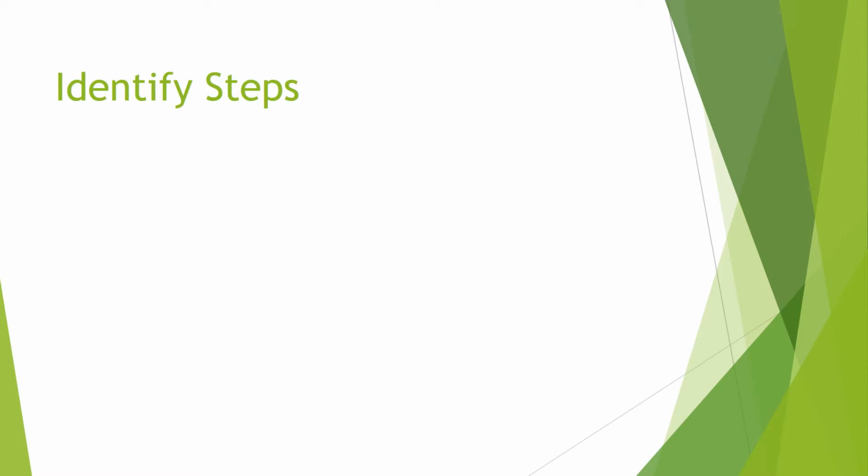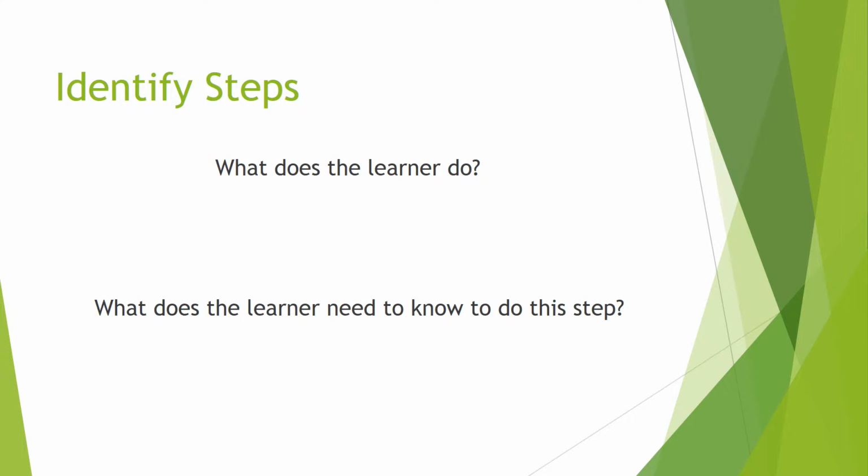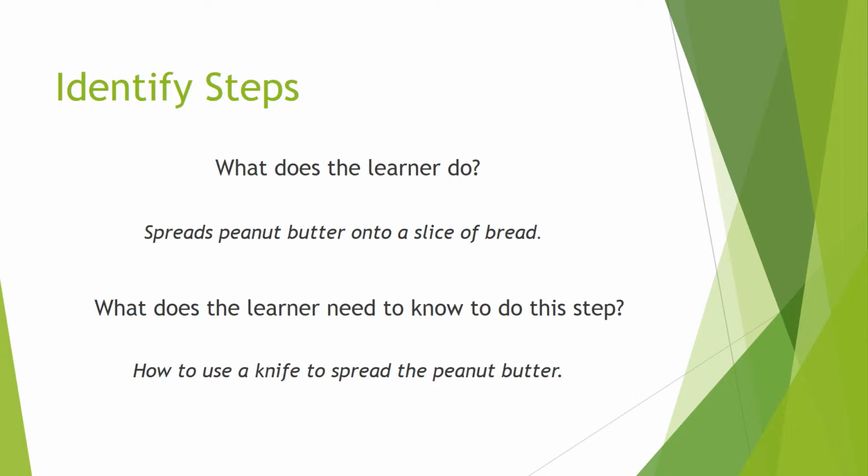Identify the steps. To best identify the steps the learner takes, you should ask yourself a couple of questions. First, what does the learner do? And second, what does the learner need to know to do this step? Continuing with the peanut butter and jelly sandwich, one of the things the learner has to do is spread the peanut butter onto a slice of bread. This would be one of the steps. What does the learner need to know to do this step? The learner needs to know how to use a knife to spread the peanut butter. This gets us thinking about the content of each step.